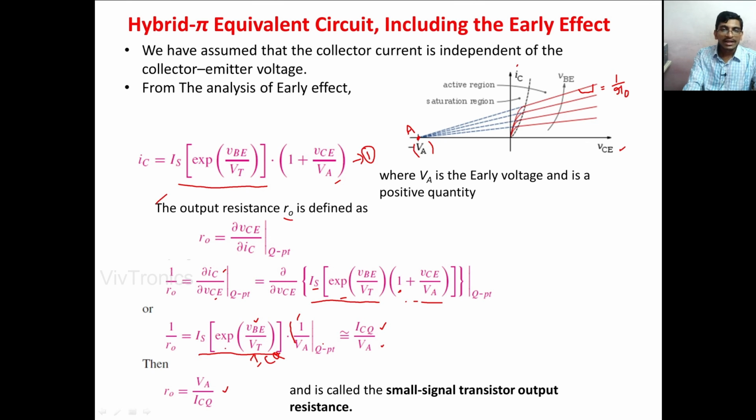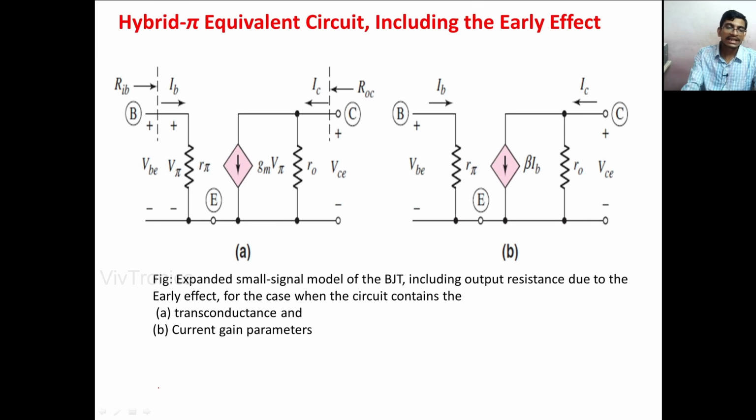Therefore, at the output side of the transistor equivalent circuit, we have one more component, the output resistance, that is small r naught. The hybrid pi equivalent circuit including the early effect contains one extra component, that is r naught. So in the equivalent circuit of the BJT, we have three components: r pi, the gm v pi source, as well as r naught. As an alternative, instead of gm v pi we can write beta times IB, and these two are equivalent.